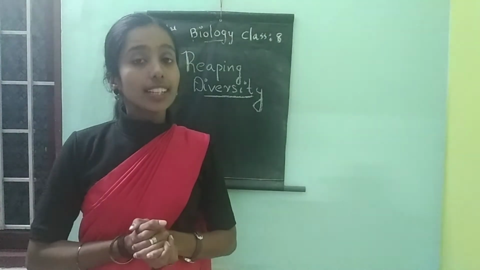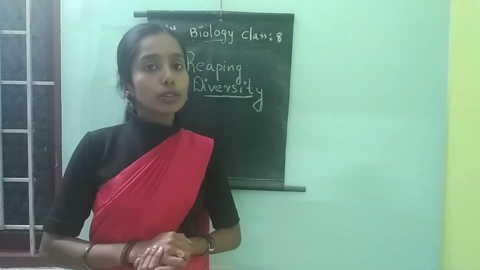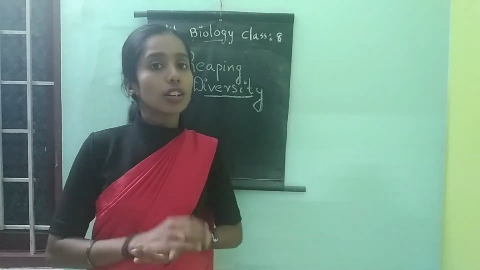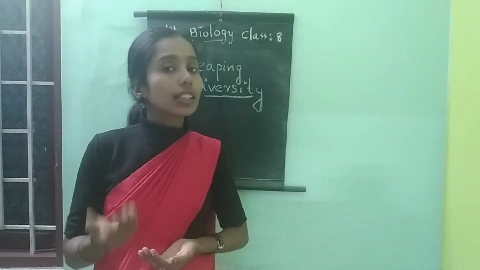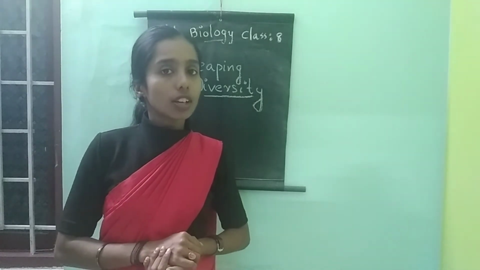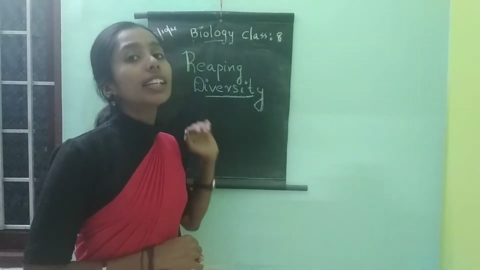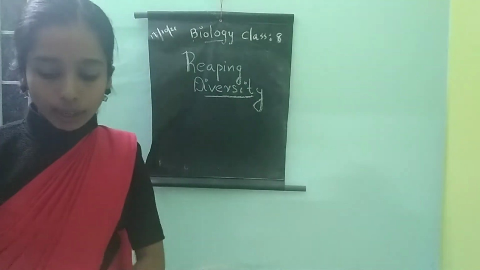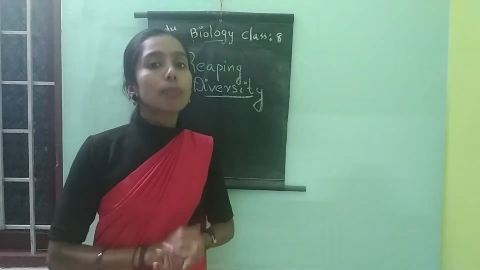Okay children, agriculture not only means the production of crops, it also means culturing or rearing certain animals or other plants in order to get high income. So let us discuss some of the methods farmers implement in order to get a huge income. It is given under the head of reaping diversity in your textbook. Let us discuss one by one. Okay, the first one is livestock management.